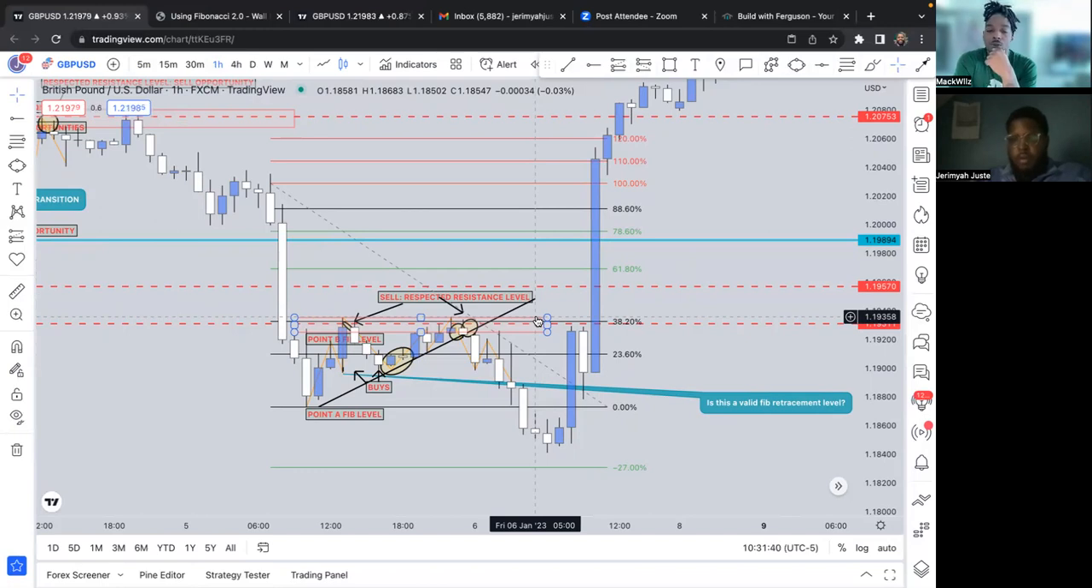When I'm looking for entries on the smaller time frame, my exits I'm looking for on the bigger time frame. But it also depends on where you're at in structure. It depends on what type of retracement level you're at. It depends on all of that. So it's never gonna be set in stone.